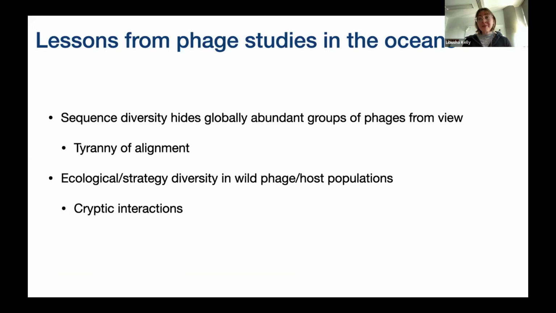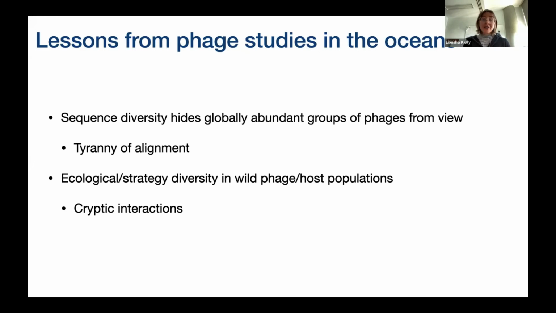And part of the problem here is what I'm calling the tyranny of alignment: in order to identify things, we generally use sequence homology-based approaches. And what that means is that we only know how to look for things that we've already seen before. And this is a problem because phages are extremely, extremely diverse in sequence.